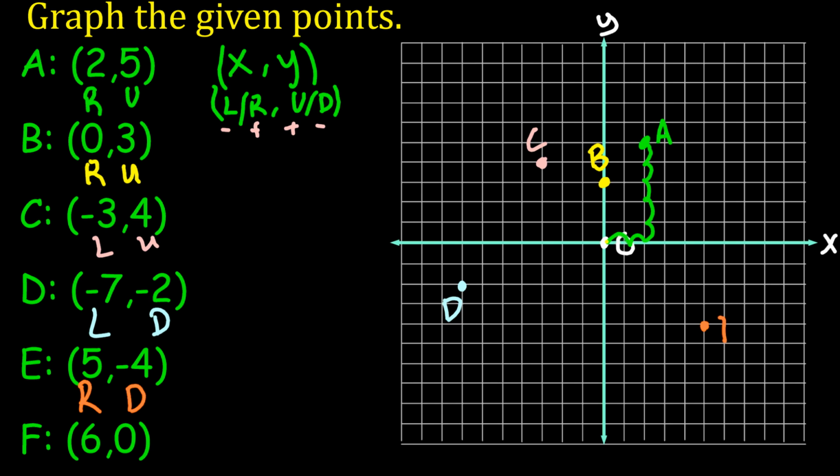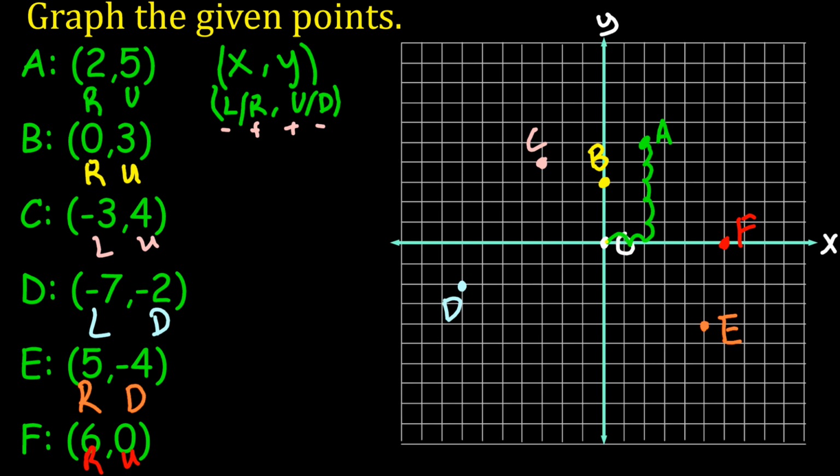There's that point, E. And then our last one, let's do red. (6, 0). So this tells me I'm going to move to the right 6. And then we're going to move up 0. So to the right 6, 1, 2, 3, 4, 5, 6, up 0, there's our point F, right on the x-axis. So B is on the y-axis, F is on the x-axis.